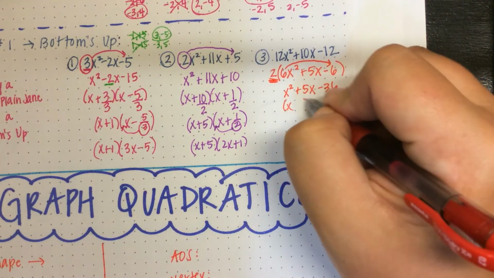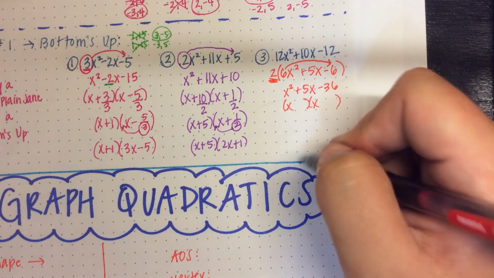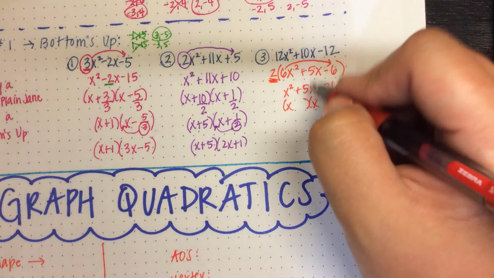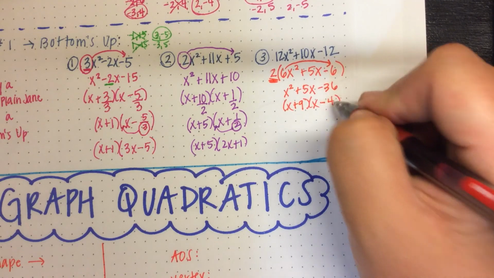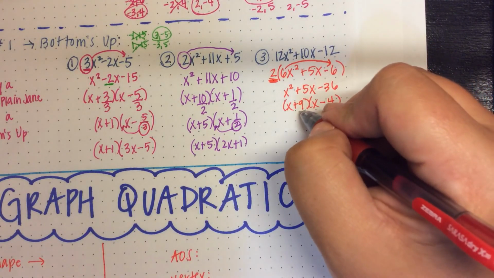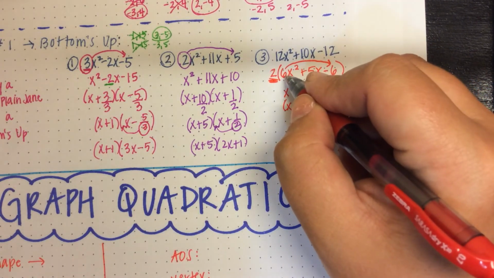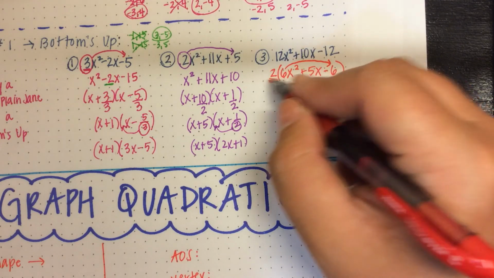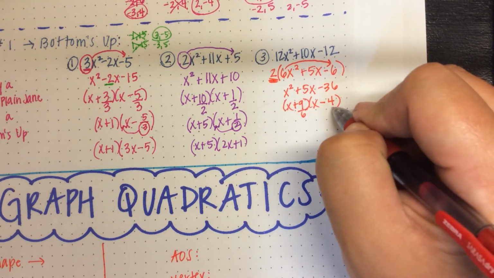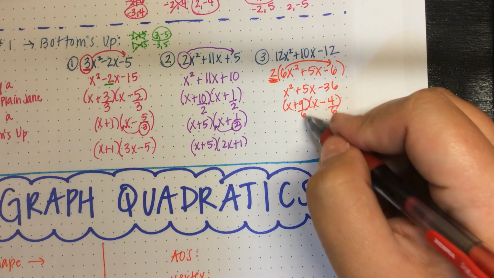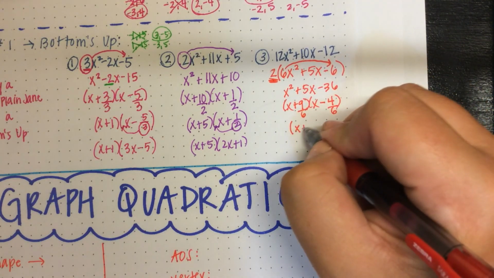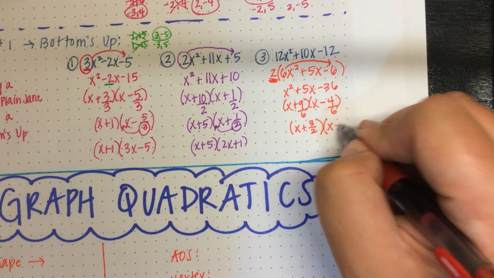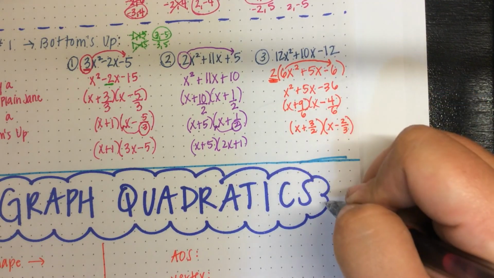Okay, then I'm going to go to my parentheses with my x's. I want to multiply to negative 36, but add to 5. That's going to be a plus 9 and a minus 4. Okay, then I'm going to divide by my original a, which was 6, right, because I took the 2 out. So I'm going to divide by 6 and simplify. 9 over 6 simplifies to 3 over 2, and 4 over 6 simplifies to 2 over 3.